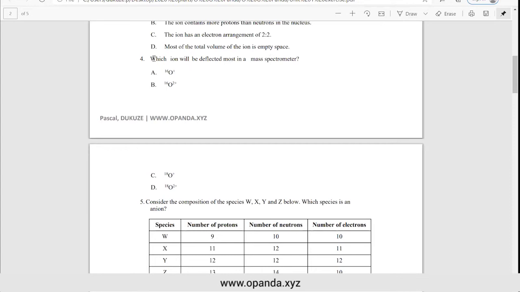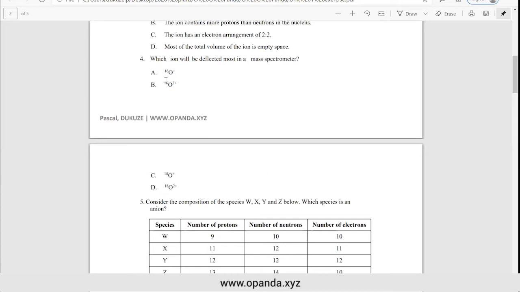So question number 4. Which ion will be deflected most in a mass spectrometer? You remember how a mass spectrometer works? We know that it works with positively charged particles. And here we have different particles. And if you remember, we've seen that the deflection depends on the mass and the charge. That is the reason why we always combine mass and charge, so we consider that they are deflected according to mass to charge ratio.